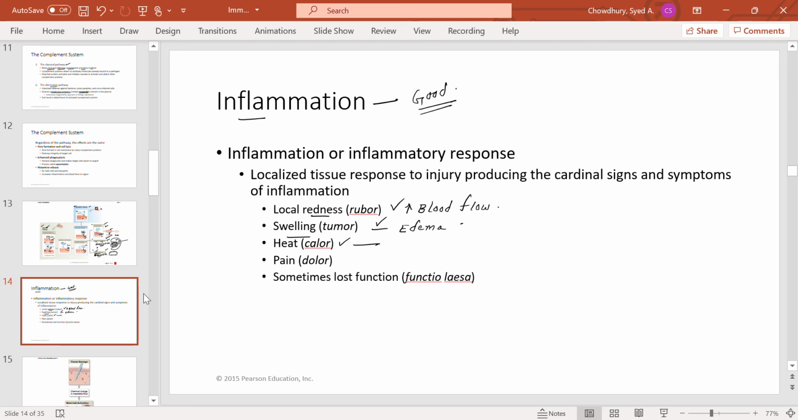Heat, when more blood flows in that area, blood is slightly warmer than your body, so that area will be slightly warmer, slightly warm. And the chemicals that are released at the site of inflammation from the tissue will cause pain. For example, prostaglandin, right? Bradykinin, those chemicals, histamine, heparin, those are released, and because of those chemicals, you see these changes at the site of inflammation. So, which chemicals? Histamine, right? Heparin, prostaglandins, different types, bradykinin.